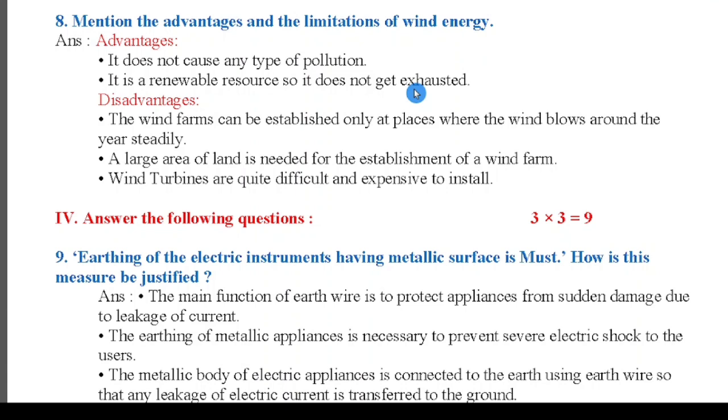And what are the disadvantages? The wind farms can be established only at places where the wind blows steadily around the year. ಸೊ ಅದು ಎಲ್ಲಿ ಗಾಳಿ ಬೀಸುತ್ತೆ ಅಂಥ ಜಾಗಗಳಲ್ಲಿ ಮಾತ್ರ ಇದನ್ನು ನಾವು ಬಿಲ್ಟ್ ಮಾಡಬೇಕಾಗುತ್ತೆ. And also a large area of land is needed for the establishment of a wind farm. ಸೊ ಈ ಒಂದು ವಿಂಡ್ ಫಾರ್ಮ್ ಅನ್ನು ನಾವು ಮಾಡಬೇಕು ಅಂದರೆ ಅದರ ಜಾಗದ ಅವಶ್ಯಕತೆ ತುಂಬ ಇರುತ್ತೆ, ತುಂಬ ದೊಡ್ಡ ಜಾಗಗಳಲ್ಲಿ ನಾವು ಇದನ್ನು ಇನ್ಸ್ಟಾಲ್ ಮಾಡಬೇಕಾಗುತ್ತೆ. Then, wind turbines are quite difficult and expensive to install. ಸೊ ಅವು ಟರ್ಬೈನ್ಸ್ ಇರ್ತಾವಲ್ಲ, ಅವು ತುಂಬಾ ಕಾಸ್ಟ್ಲಿ ಇರುತ್ತೆ, ಇನ್ಸ್ಟಾಲ್ ಮಾಡೋದು ಸಹ ಕಷ್ಟ ಆಗುತ್ತೆ.